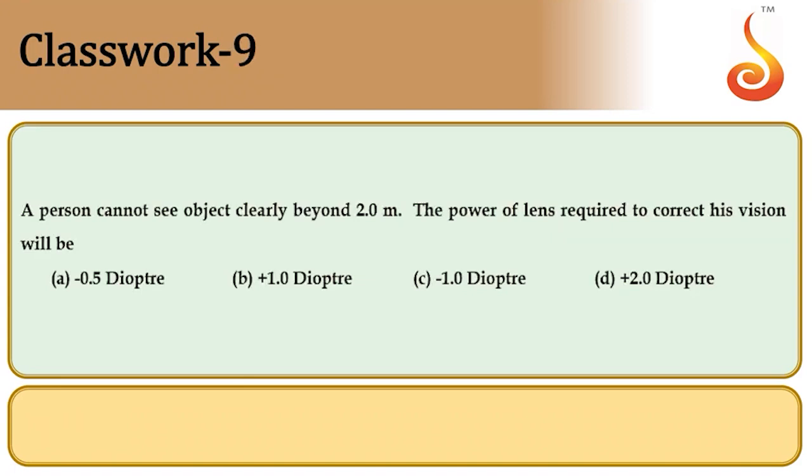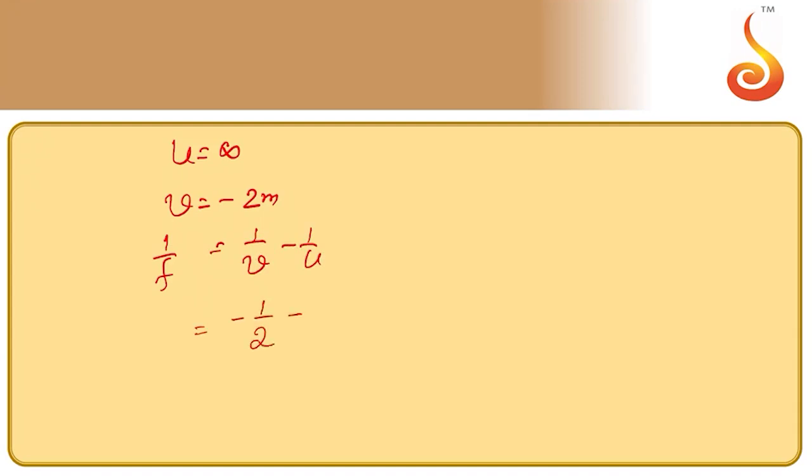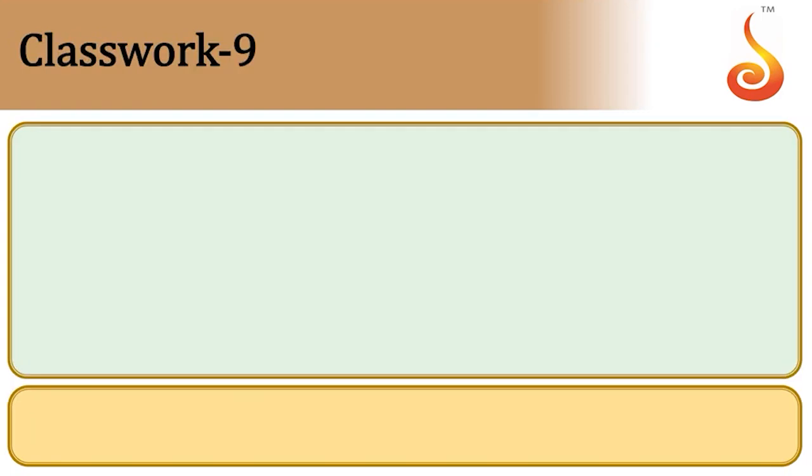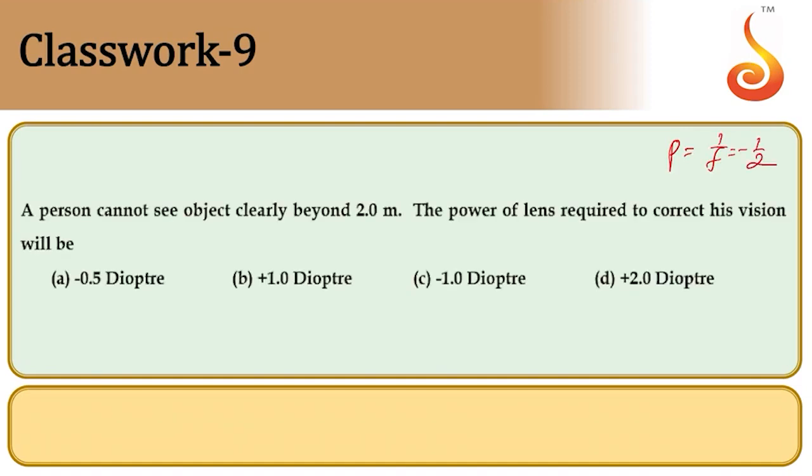Example 9. A person cannot see object clearly beyond 2 meters. The power of the lens required to correct his vision will be. What is it? So for u is equal to infinity, v is equal to minus 2 meters. You can't see it beyond 2 meters, means v is equal to minus 2 meters. So I'll write 1 by f is equal to 1 by v minus 1 by u. That gives me minus 1 by 2 minus 1 by infinity, which is minus 1 by 2. So f is equal to minus 2, or the power is 1 by f, which is minus 1 by 2, or this is nothing but 0.5 diopter with a negative sign.